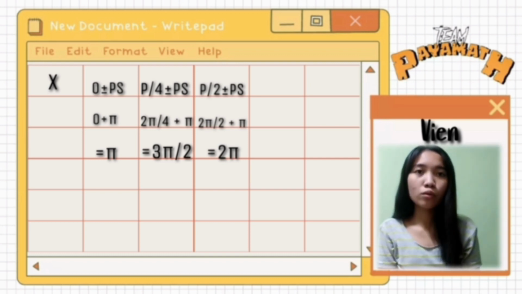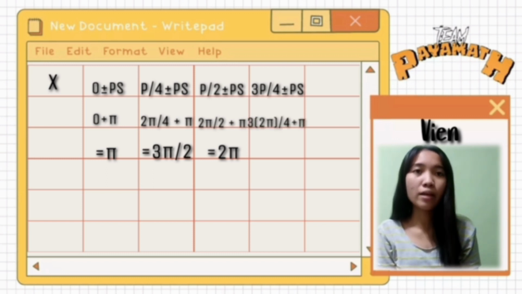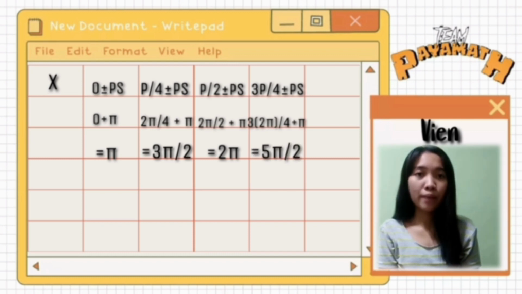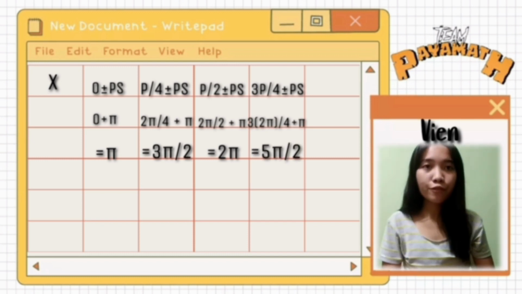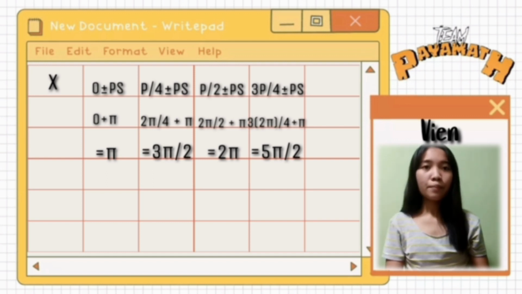So for our fourth column, 3p over 4 positive negative ps is equal to 3 times 2 pi over 4 plus pi is equal to 5 pi over 2. So for the last column for our x in cosecant, p plus ps is equal to 2 pi plus pi is equal to 3 pi.